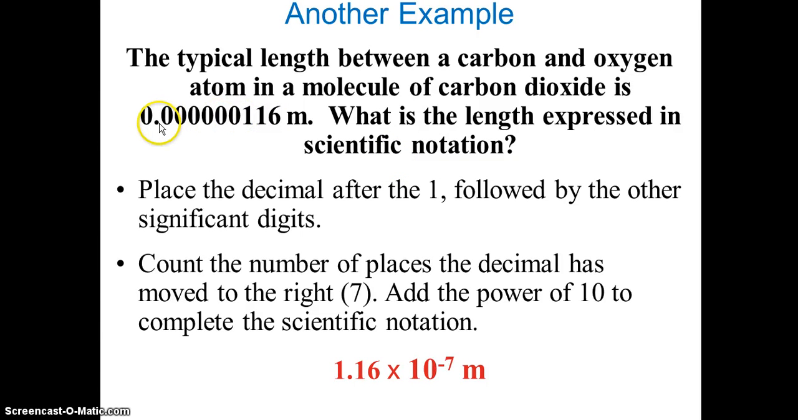Here is the decimal point, and we are moving it between these two ones, because we need 1.16, a number between 1 and 10. So we are moving 1, 2, 3, 4, 5, 6, and 7 places to the right. When we move the decimal place to the right by 7 places, our exponent is negative. So we get d.dd, 1.16 times 10 raised to negative 7 meter. That is how we express the whole number in scientific notation.